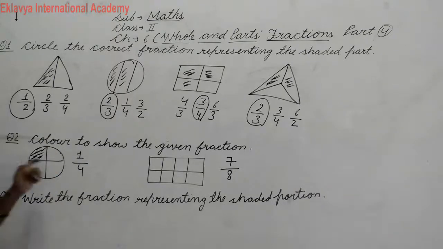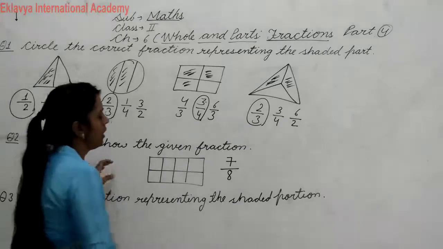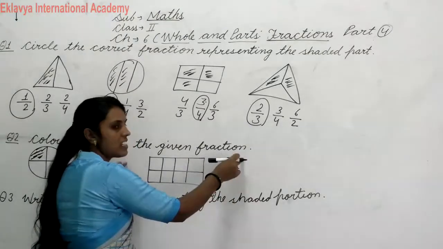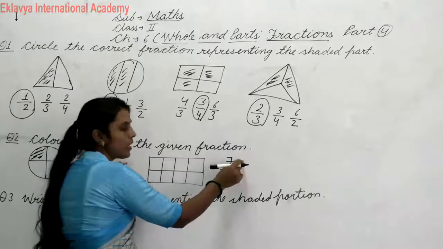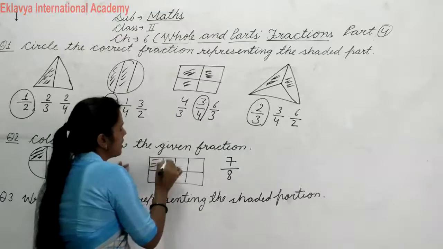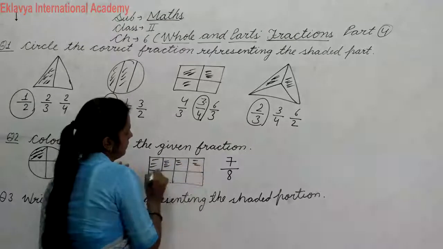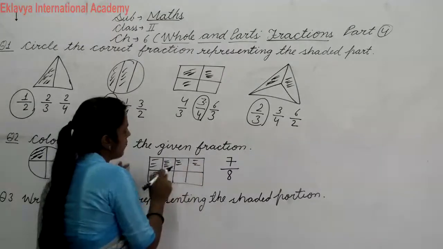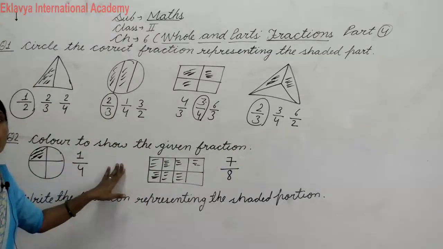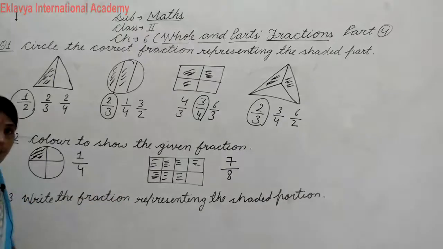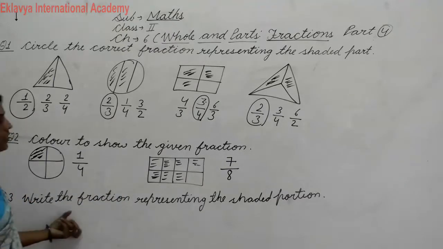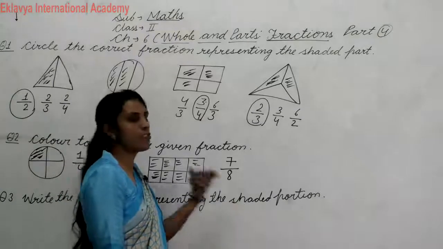Okay. And second, I have given here the fraction 7 upon 8. Do you know? The color part we call the numerator, and the numerator is your 7. We will fill 7 parts with color: 1, 2, 3, 4, 5, 6 and 7. This is your second question. Got it?